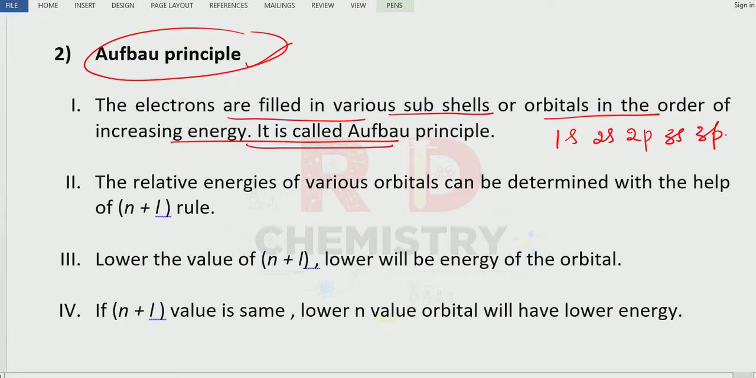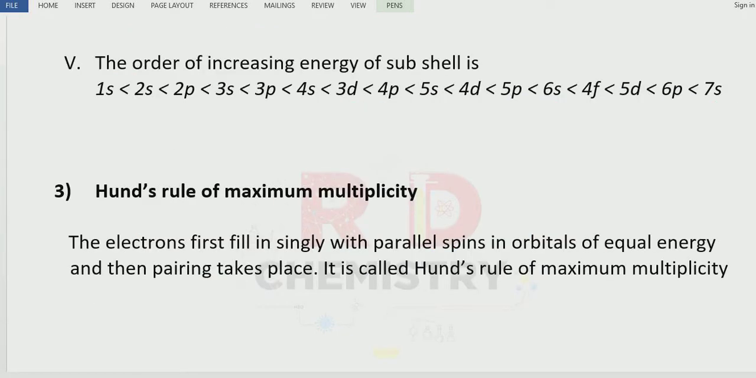Now, what governs this rule? It is the n plus l rule. The lower the n plus l value, the lower the energy of the orbital. As the n plus l value increases, the energy of that orbital is larger. Suppose n plus l values are the same, then the lower the n value, the lower the energy, and the higher the n value, the higher the energy. So we write the electronic configuration according to the increasing energy of these orbitals: 1s, 2s, 2p, 3s, 3p, 4s, 3d, 4p, and so on.